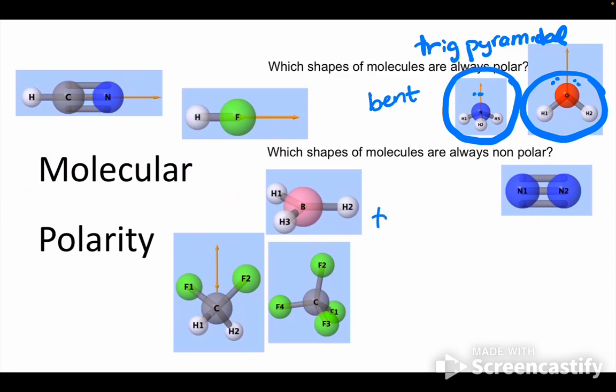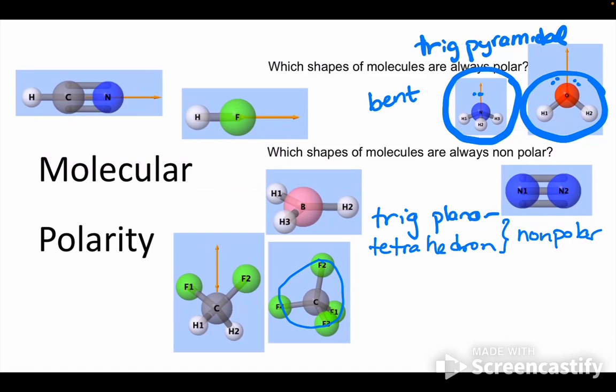If you have a trigonal planar or a tetrahedral shape, as long as all of the atoms around the center are the same, then they essentially cancel out and the molecule is nonpolar.